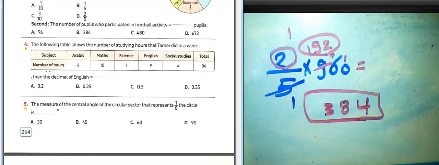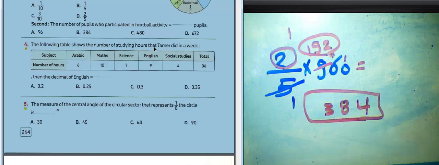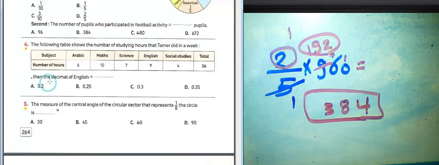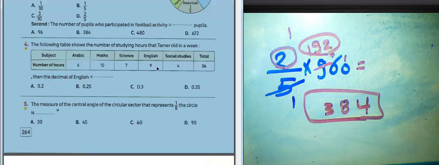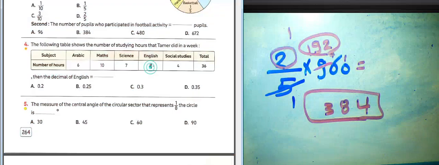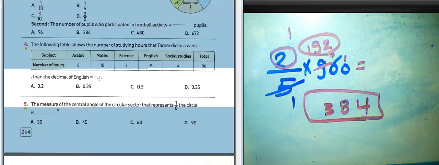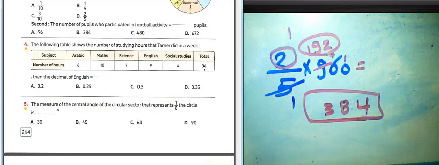Question number 4. The following table shows a number that studies hours that Tamer did in a week. Okay, it's the hour studied for Tamer. He asked about the decimal of English. English here was 9. 9 from the total 36. To find the fraction, we must divide 9 by 36. 9 divided by 36 equal what?